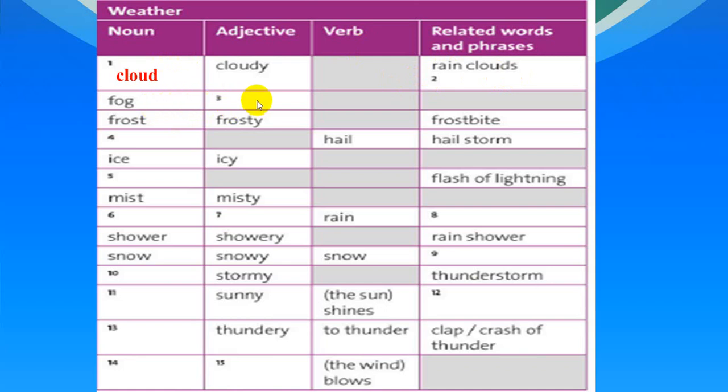2. Fog. What's the adjective of fog? Foggy. We don't have a verb. We don't say to fog. And we don't have related words.